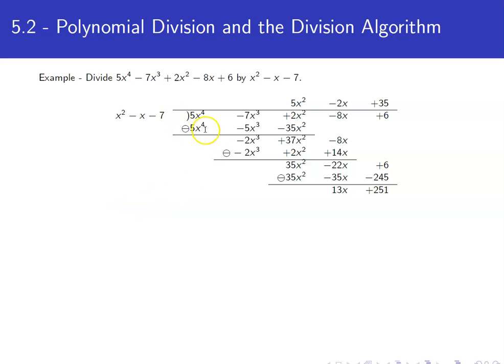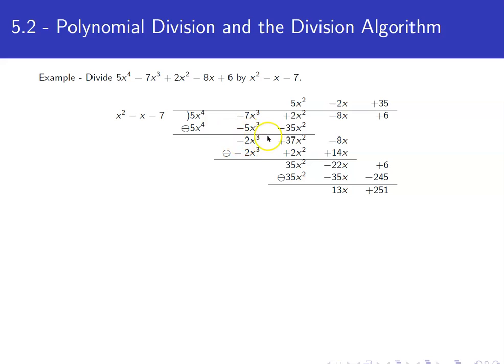Now again, I'm going to subtract everything. So I do 5x squared minus a 5x to the fourth minus 5x to the fourth. That gives me 0. Negative 7x cubed minus a minus. You got to make sure this minus sign gets distributed to everything. It's negative 7x cubed, it ends up being plus 5x cubed, which gives us a negative 2x cubed. 2x squared minus a minus 35x squared gives us 37x squared.